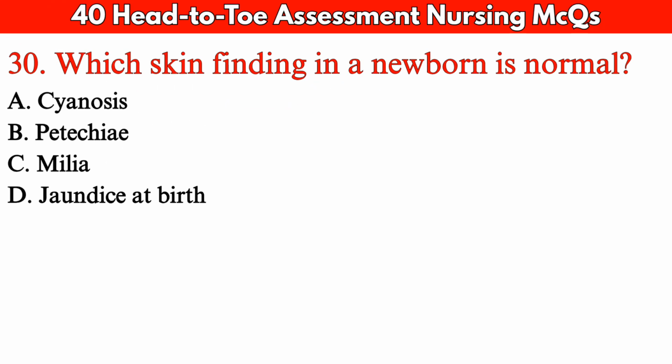Which skin finding in a newborn is normal? A. Cyanosis, B. Petechiae, C. Milia, D. Jaundice at birth. Correct answer C. Milia. Milia are tiny white bumps commonly seen on a newborn's face and are normal and harmless. Cyanosis and petechiae are abnormal findings that require evaluation. Jaundice present at birth is abnormal. Physiological jaundice normally appears after 24 hours.